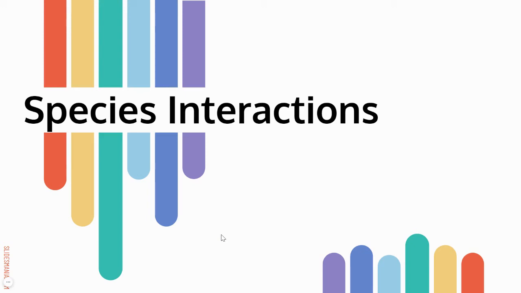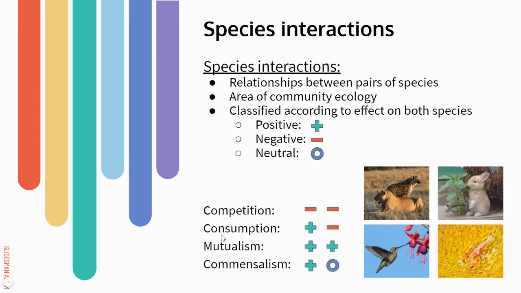Hi, everyone. So, we've been thinking a lot recently about ecosystem structures and the way that energy will flow through a food web within an ecosystem. And in this video, we're going to be talking about species interactions, which refer to relationships between pairs of species. So, we're going to be thinking about two species that interact with one another, and we're going to be classifying that relationship based on the effect that it has on both of the involved parties.